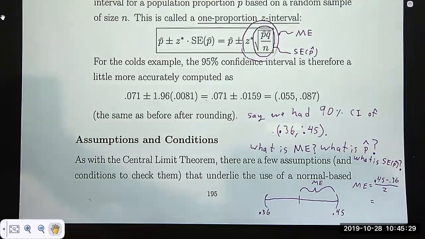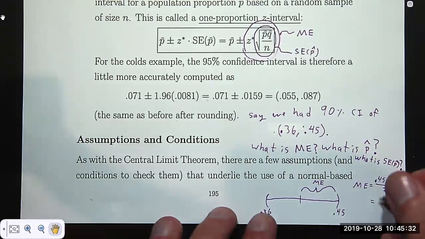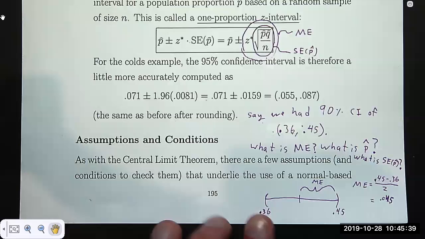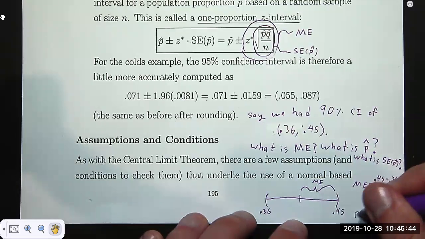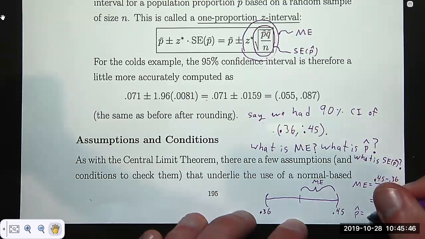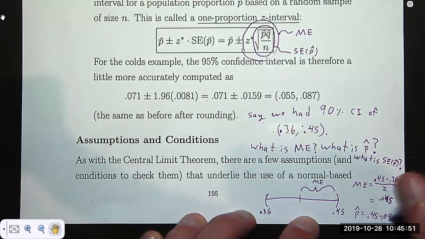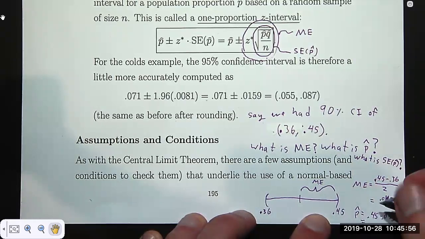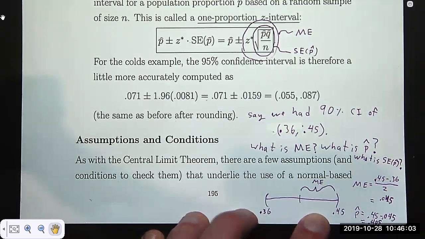So you work that out. It should be 0.045. And then you would subtract that off from 0.45 to find p hat. And that would give you 0.405 right there.